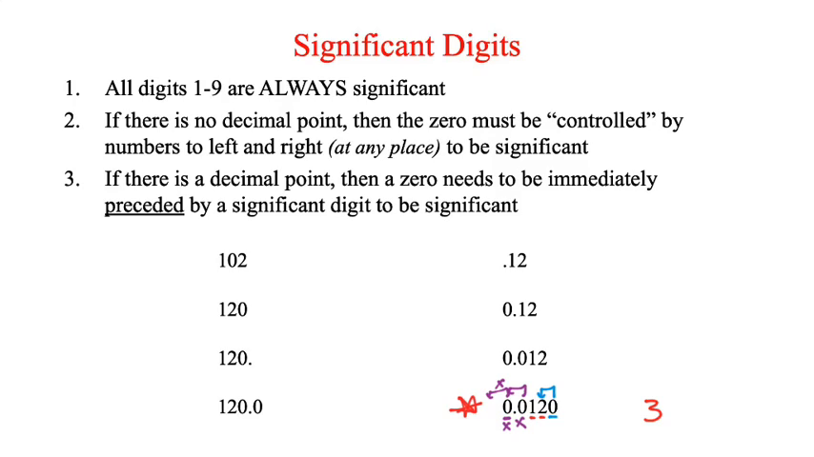Okay. So the bottom left is also 3. Bottom left, what do we think? 1, 2. I have a decimal point, which means to be significant, what do I need? Is that a significant digit? Yes. How about that next 0? What's to the left of it? Which means? 4 significant digits.